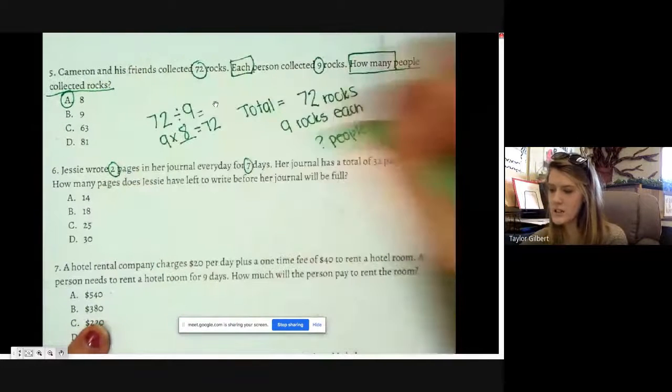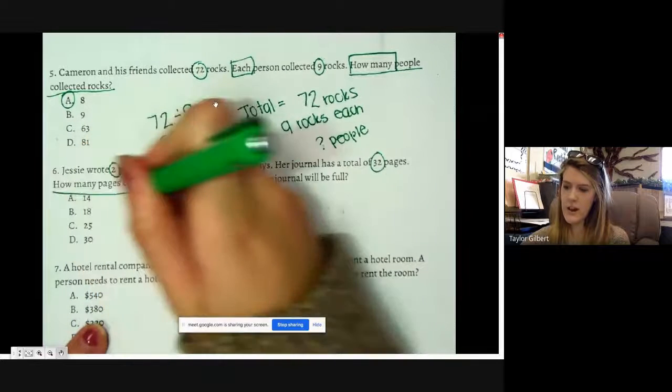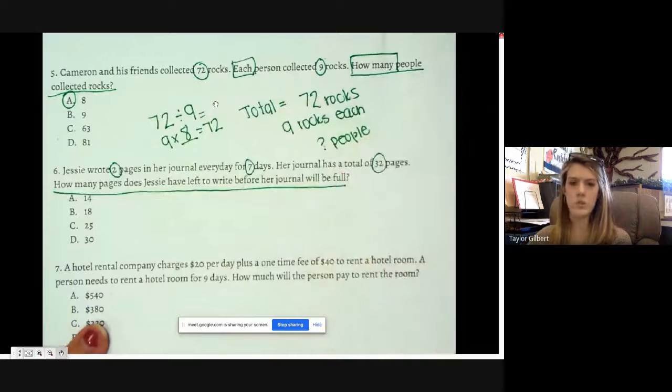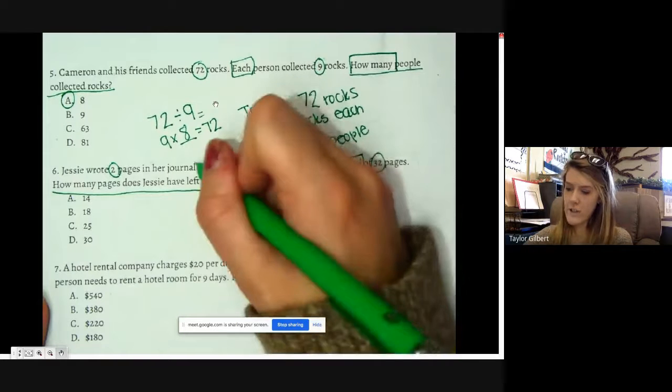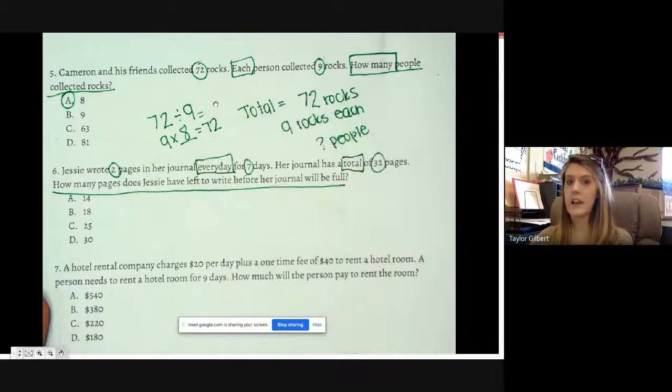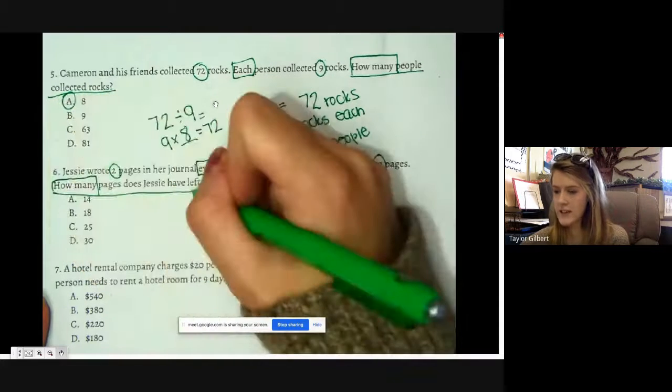CUBES. Circle 2, 7, and 32. Underline the question: how many pages does Jessie have left to write before her journal will be full? Box the math action words. Total. I would do every day because that's like 2 each day. How many and left.